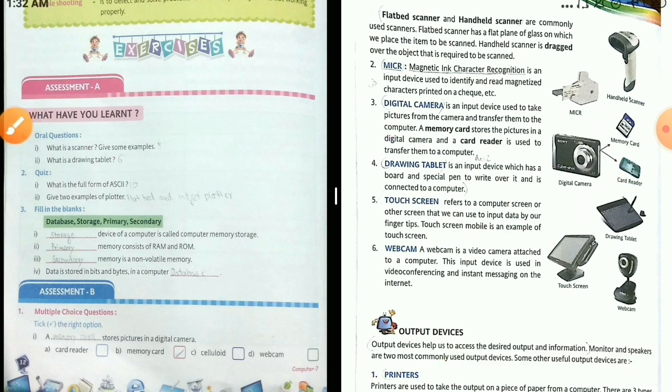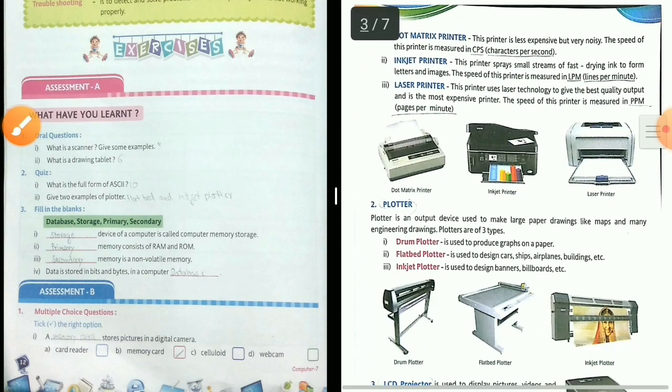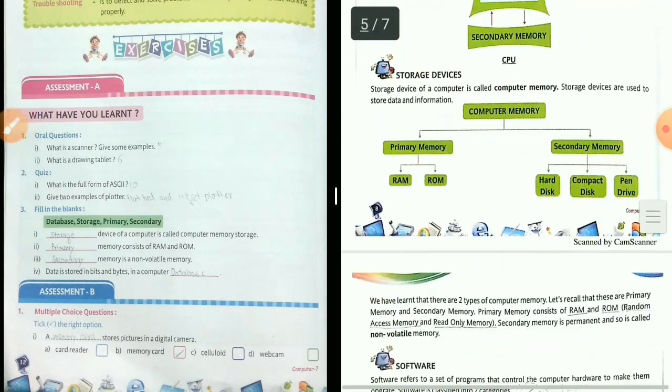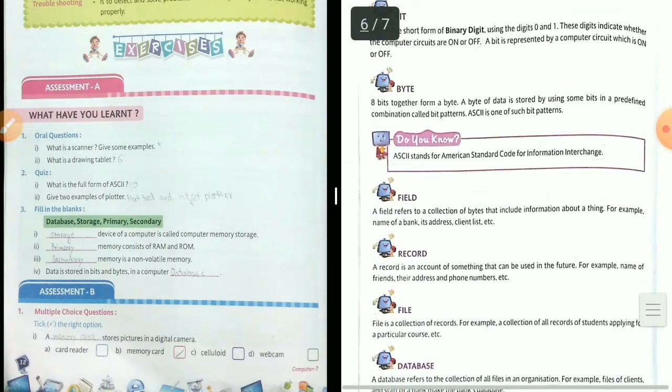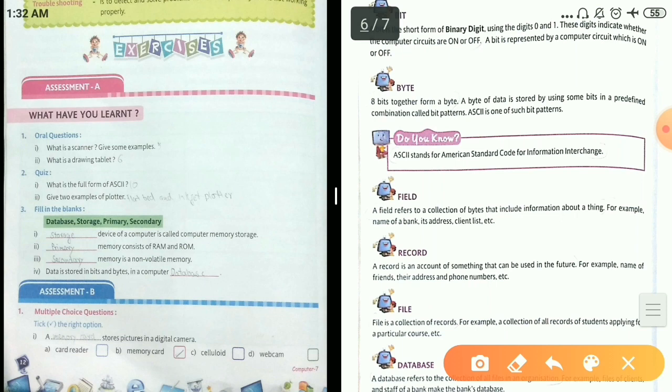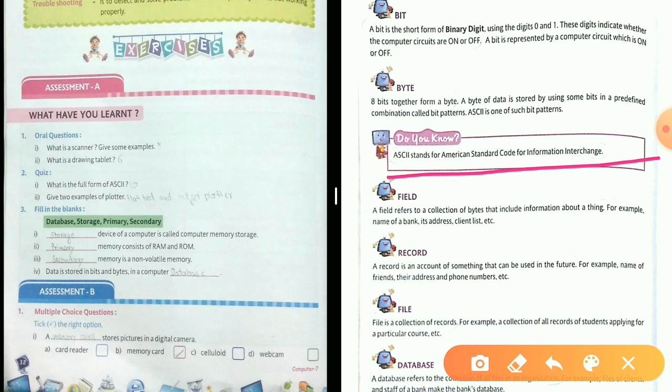What is the full form of ASCII? Okay, turn on your page number 10. See at the right hand side. On page number 10, you are having this thing. Do you know point? Now over here you mark it down. ASCII stands for American Standard Code for Information Exchange. Only this thing you have to write down.